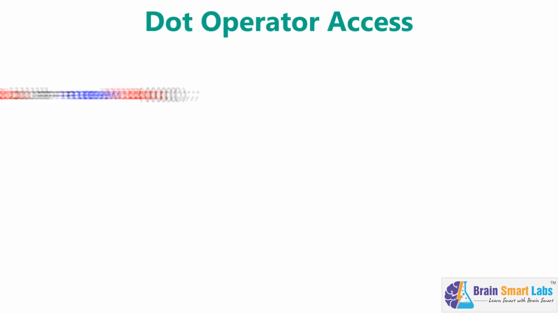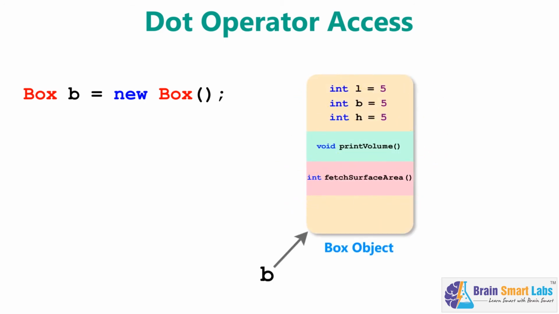Consider a statement Box b = new Box. As the statement gets executed, a new Box object is created inside the JVM heap memory, which is now referred to by our one and only reference variable b. Now using this reference variable, we can access any member present inside our Box object whose reference address is stored inside this variable. For example, if I want to change the length of the box to 10 units, I just need to say b.l = 10.